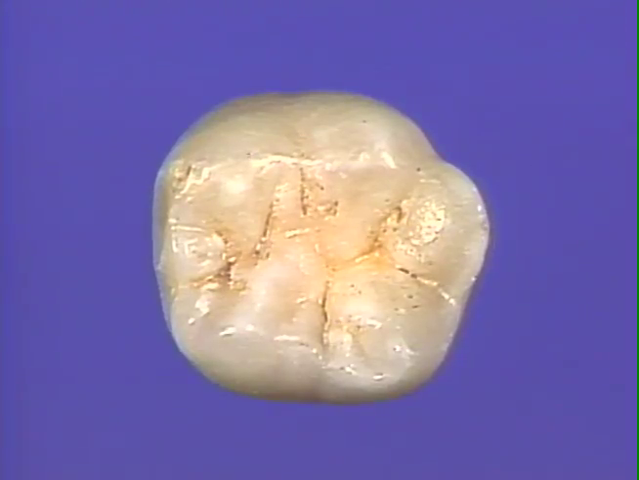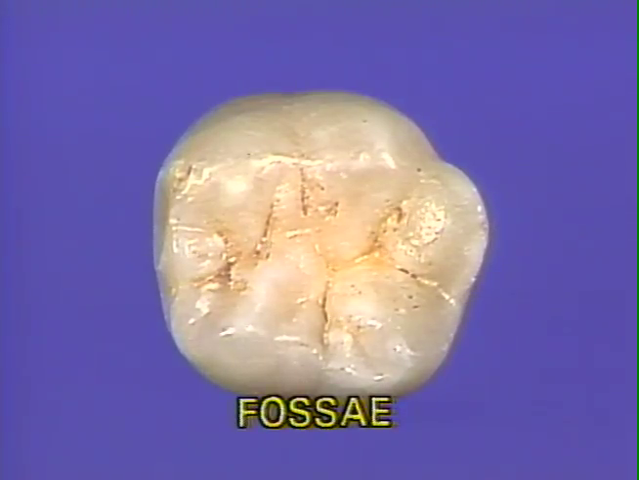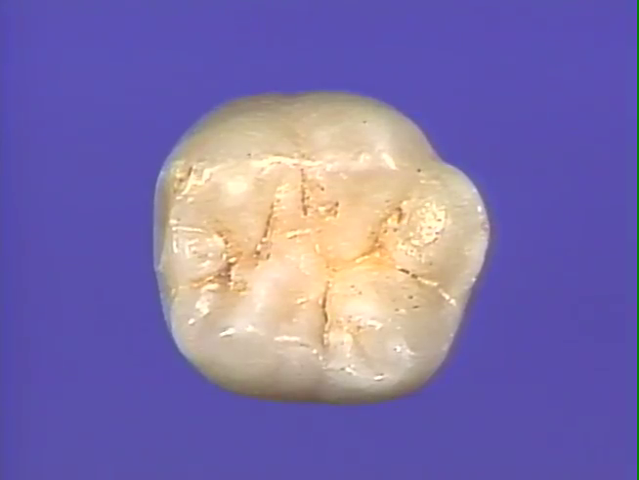Marginal ridges. 2 marginal ridges, the mesial and distal marginal ridges, are evident on the occlusal surface. Fossae. There are 3 fossae on the occlusal table.